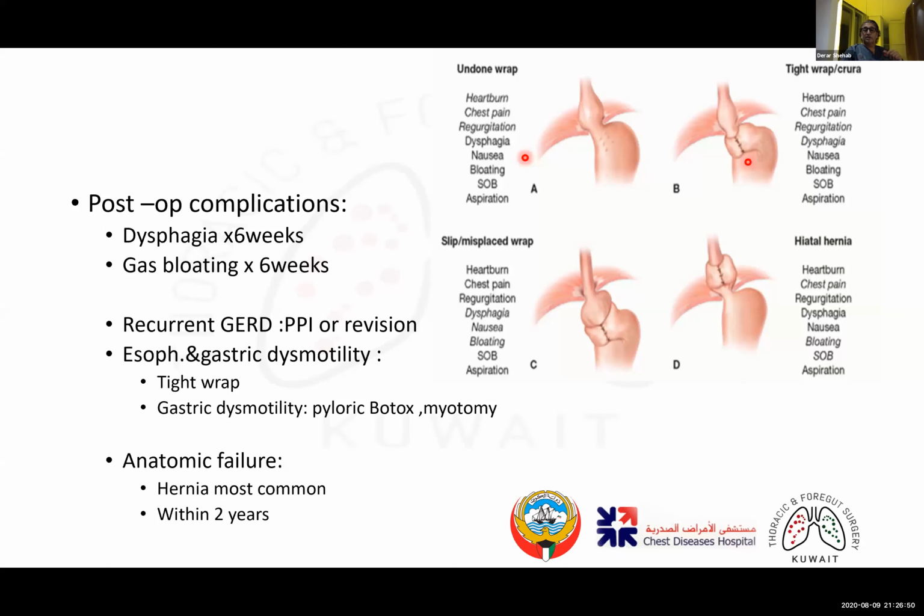The third possible complication is a slipped wrap. A slipped wrap is when your wrap is basically too loose, so that the stomach slips through the wrap. So your wrap now is actually not around the GE junction, it's actually around the stomach. The most common one is actually the herniated wrap. The whole thing is now above the diaphragm.